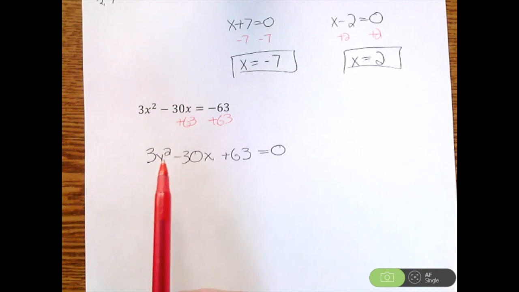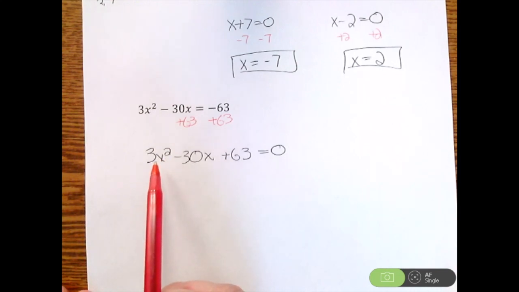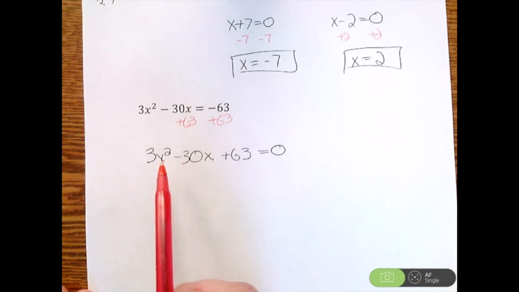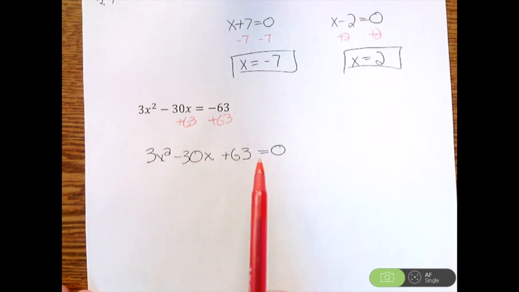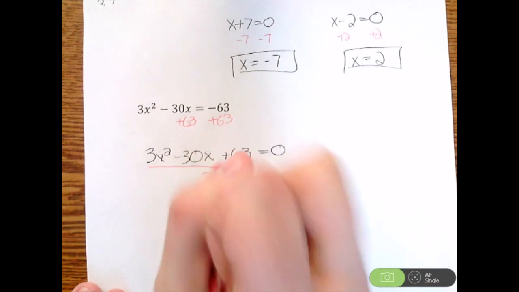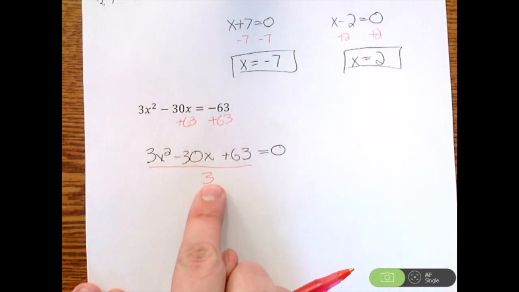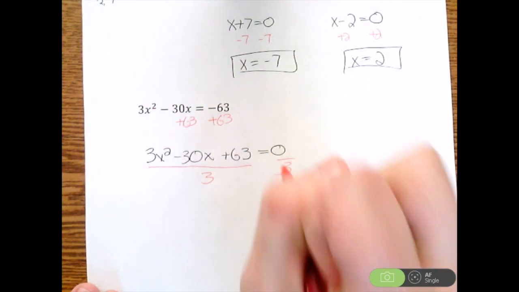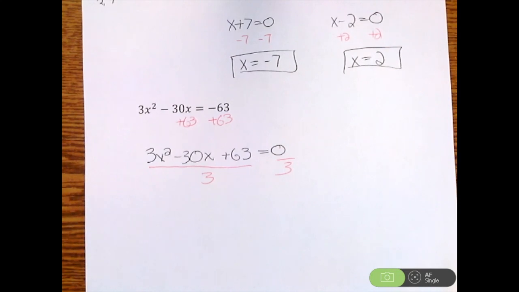Now one thing I do notice here that is helpful is if you look at this, 3, 30, 63, all of these numbers can be divided by 3. So here's what I'm going to do. If I can, I'm going to divide all of these by 3 on the left side. But if I do it to one side, I got to do it to the other. I'm going to divide the right side by 3.